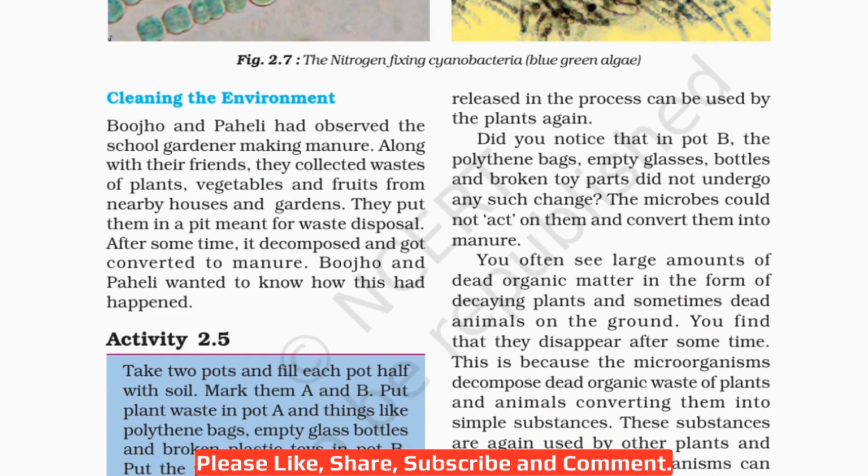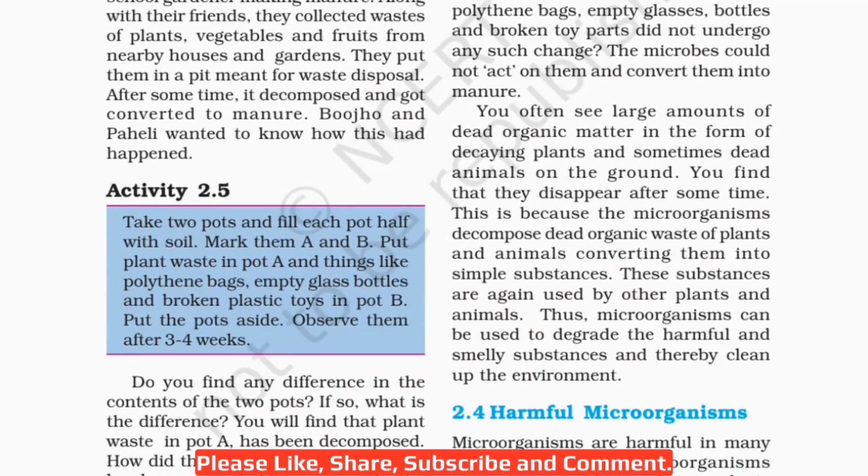Bhujo and Paheli had observed a school gardener making manure. Along with their friends, they collected waste of plant, vegetable and fruits from nearby houses and gardens. They put them in a pit meant for waste disposal. After some time, it decomposed and got converted into manure. Bhujo and Paheli wanted to know how this has happened.